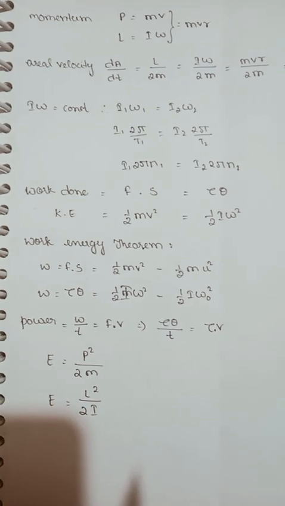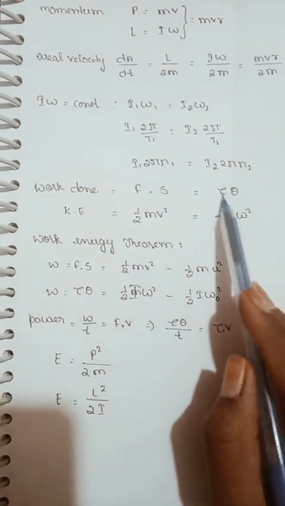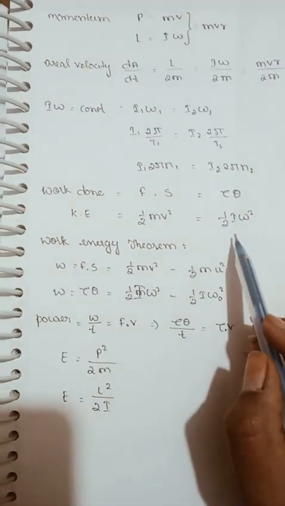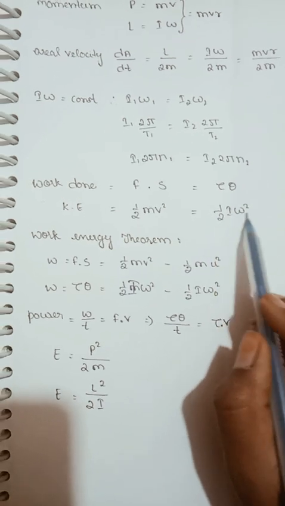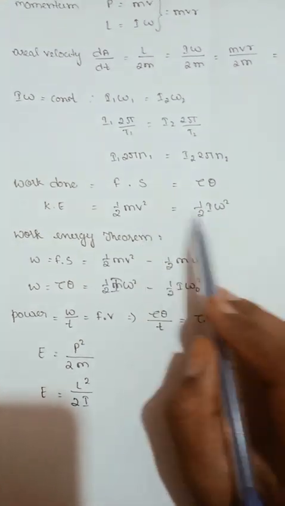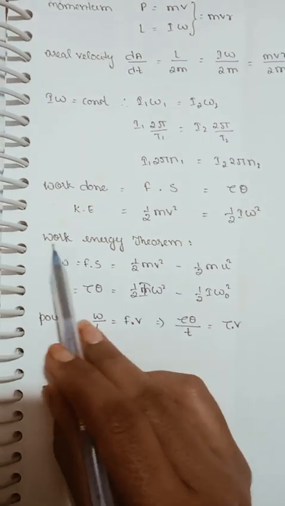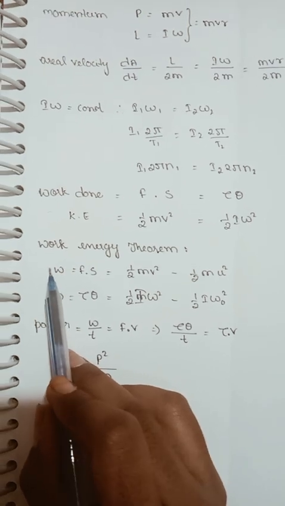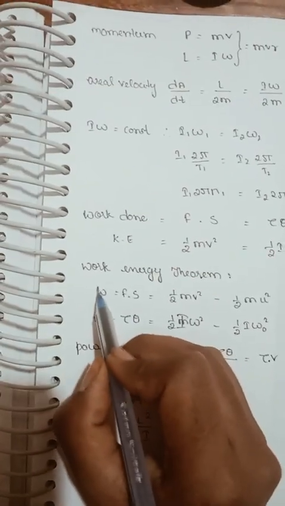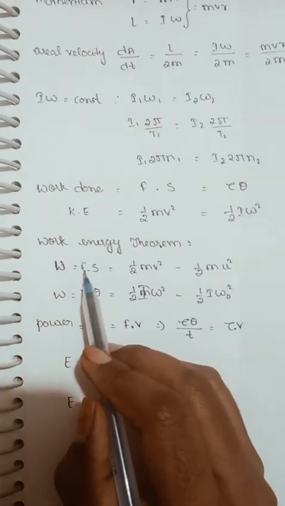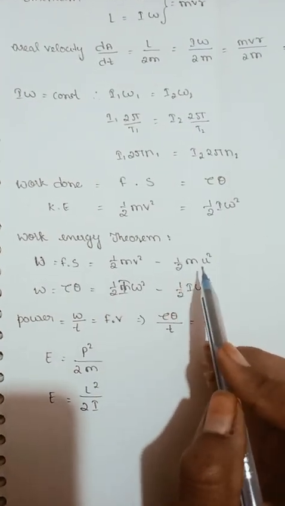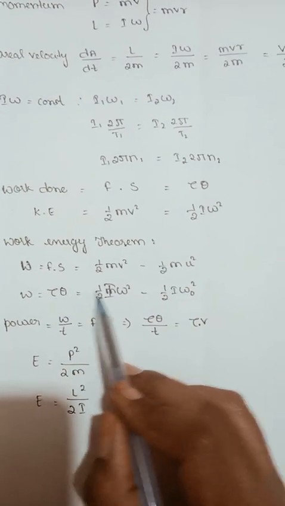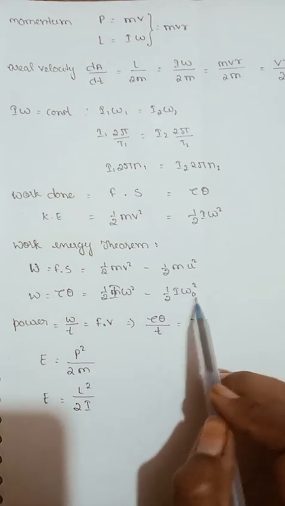We can also simplify it in the simplest manner. The work done is force into displacement, F into S, which is equal to tau into theta. Kinetic energy is equal to half mv squared, and in this chapter we represent it as half I omega squared, where m is denoted by I and v is denoted by omega. According to the work energy theorem, work done W, this is W, not omega, is equal to F into S, which is equal to half mv squared minus half mu squared. And F is denoted as tau, as we said here, so tau into theta is equal to half I omega squared minus half I omega naught squared.